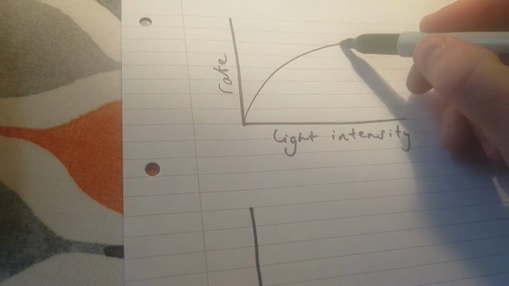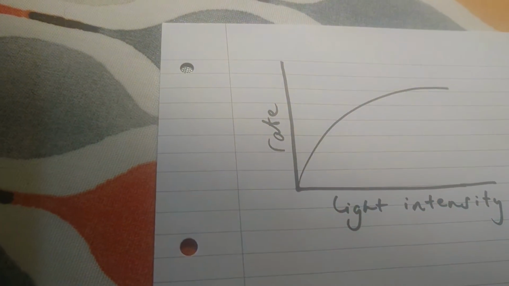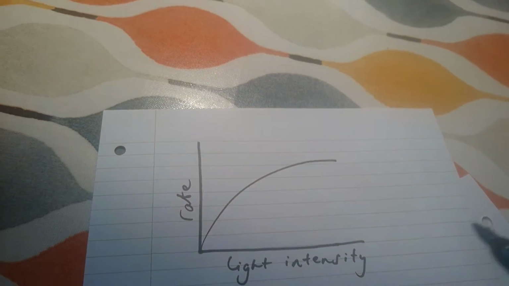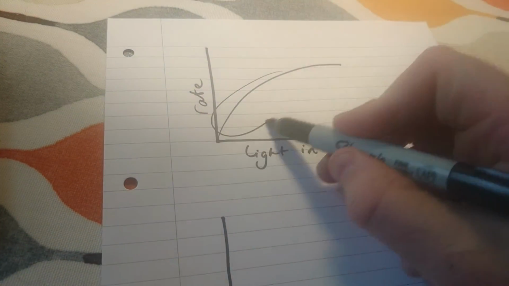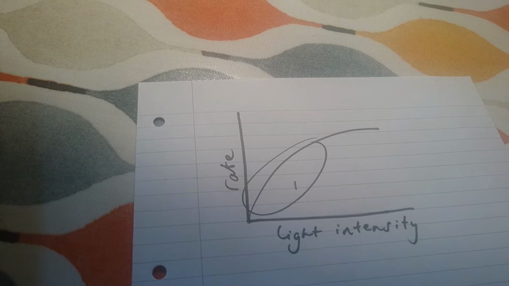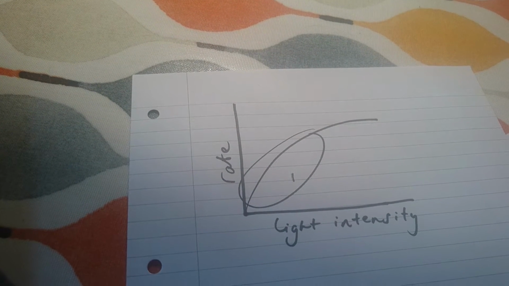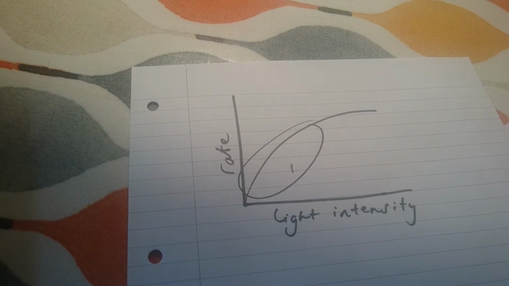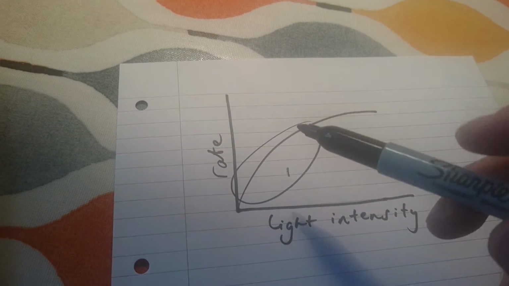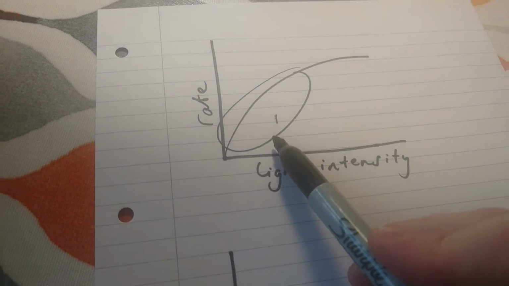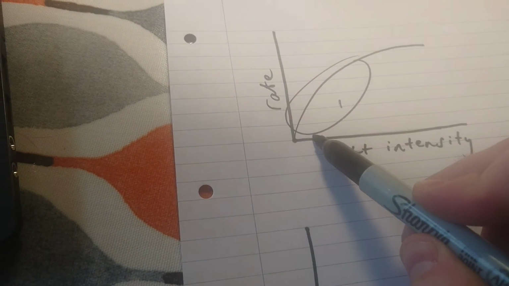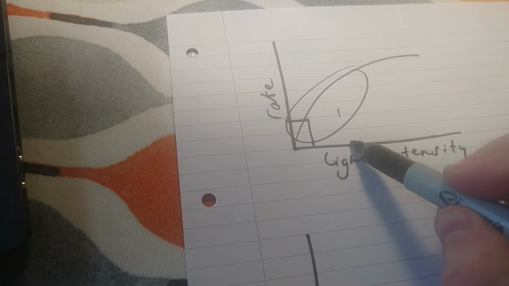So that's my line. Okay. What I'm saying here is at this point, I'll call this number 1, as the amount of light increases, so does the rate of photosynthesis. So at number 1, you could argue, or you could definitely say, that light intensity is the limiting factor. So as the light is low, rate is low, and as the light intensity increases, the rate increases.